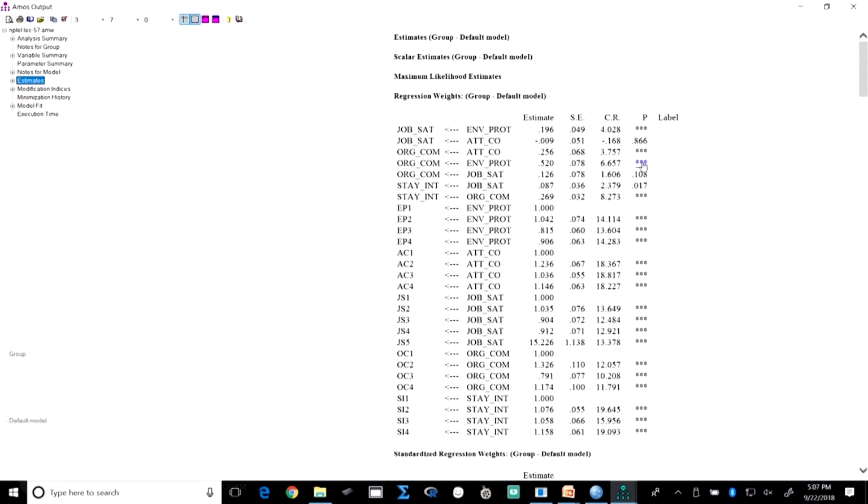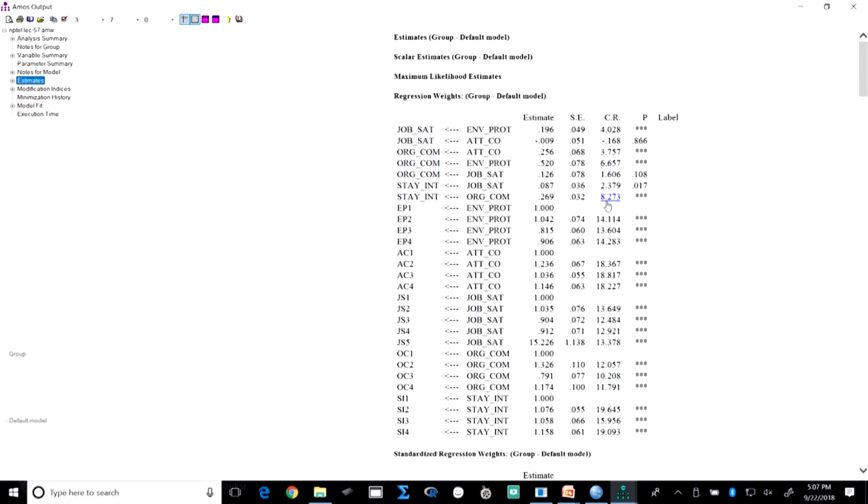But these two in between, attitude of co-workers affecting the organizational commitment and environmental protection affecting the organizational commitment, are again significant. This is also significant, although it is a poor value. If you take 0.001, not significant, but if you take 0.01 or 0.05, let us say, then it is significant. So, you can check this.